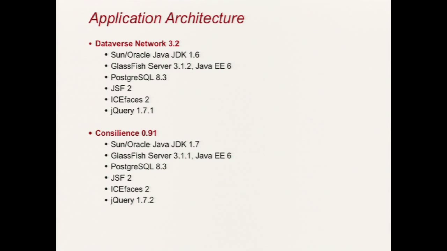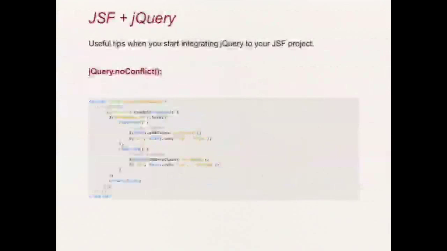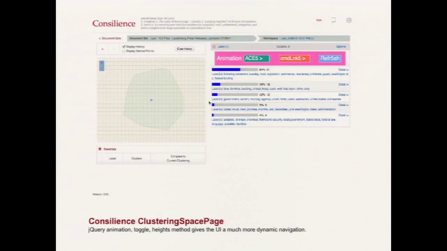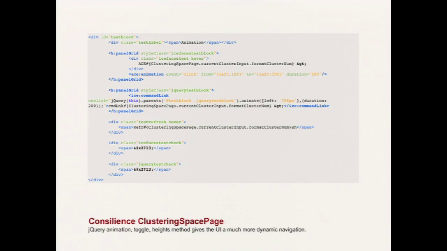Question. I noticed you had some of your jQuery code in script tags within your pages. Was there a reason for that? In this example we have the second panel grid with the command link and the on click, with the jQuery inside of that. Was that what you were referencing there?